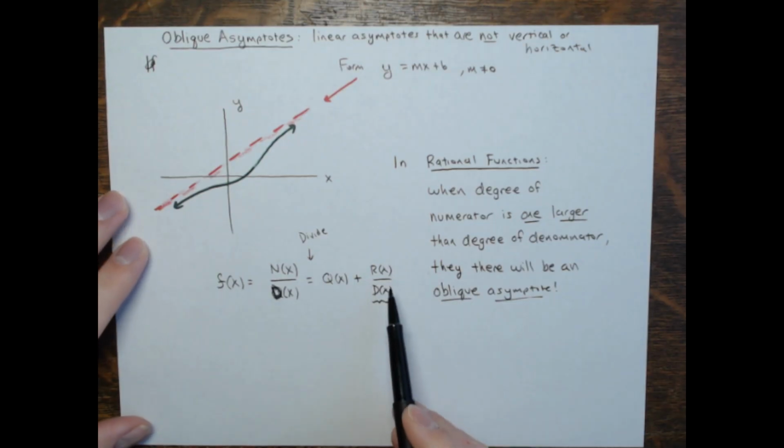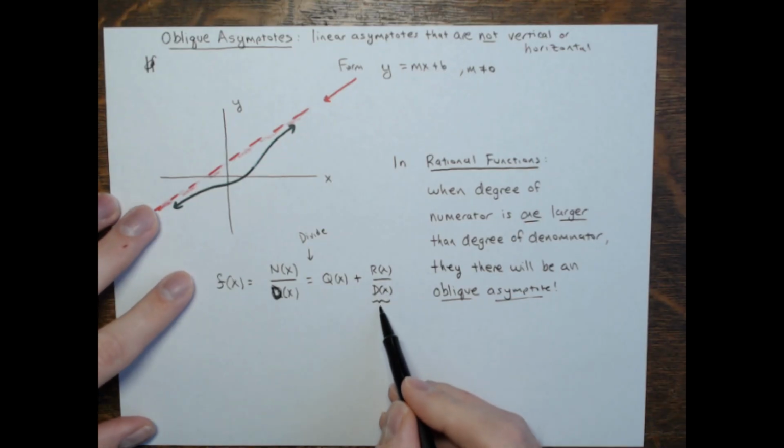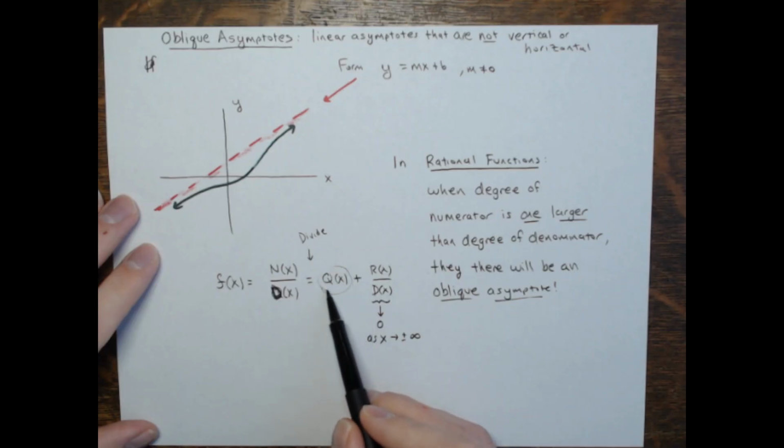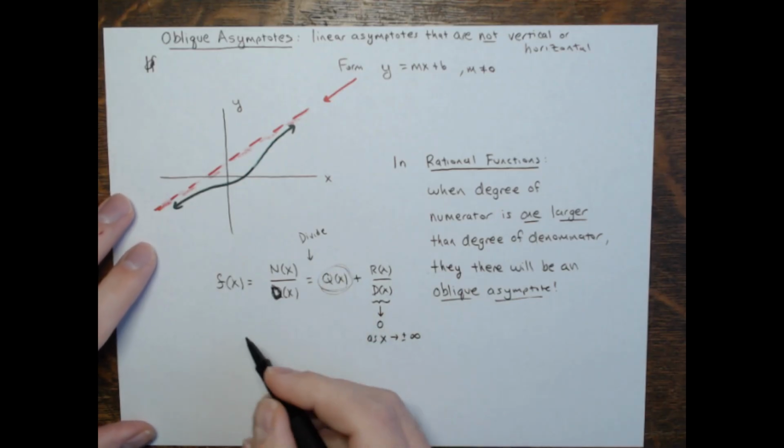This goes to 0 as x gets large, because it has a numerator with a smaller degree than the denominator. So the quotient is going to be this oblique asymptote.